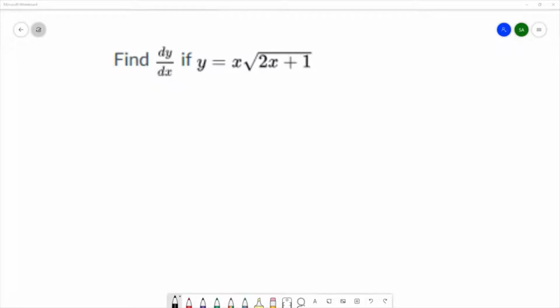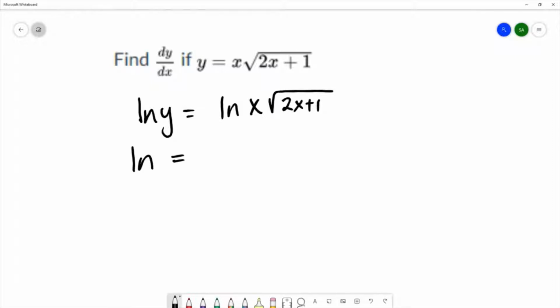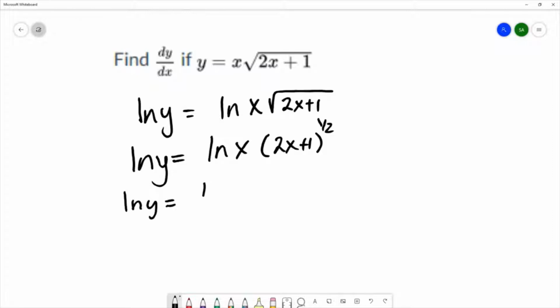Differentiation. I would do natural log on the left and natural log on the right. I'm going to do a little bit of algebra cleanup first. I would rewrite that square root as a 1/2 power, and then I would use some log properties to separate these factors. So I could write natural log of x plus natural log of 2x plus 1 to the 1/2.